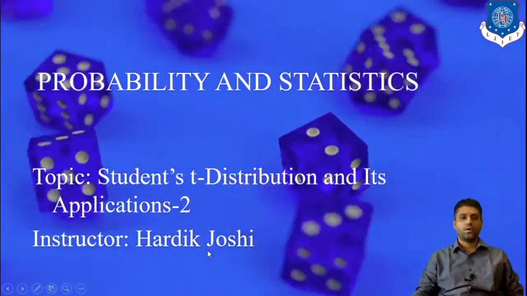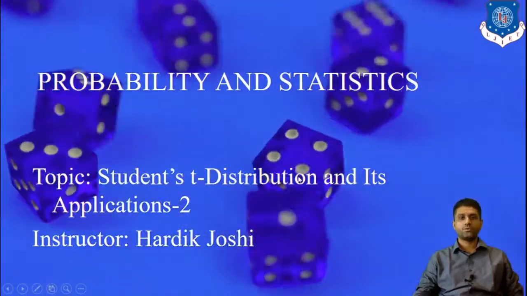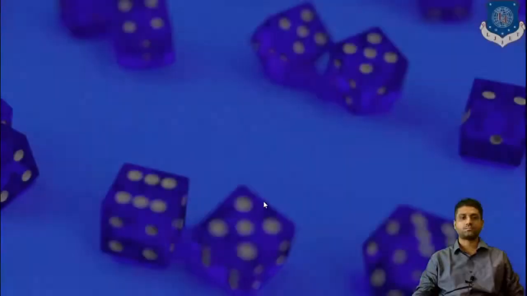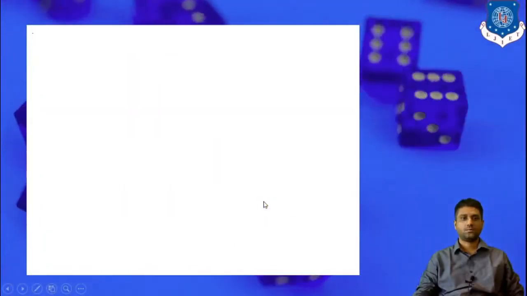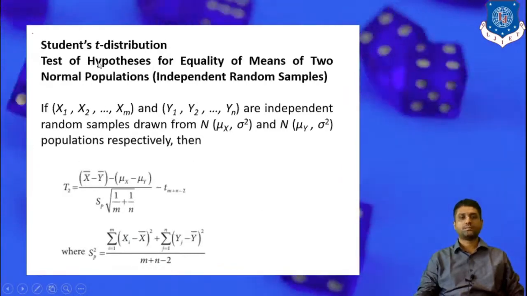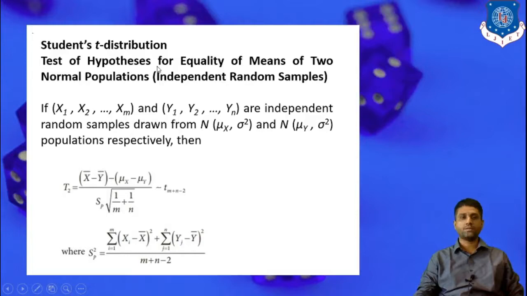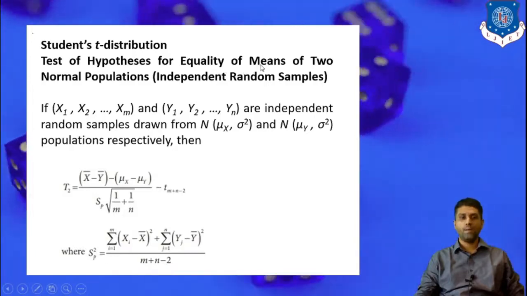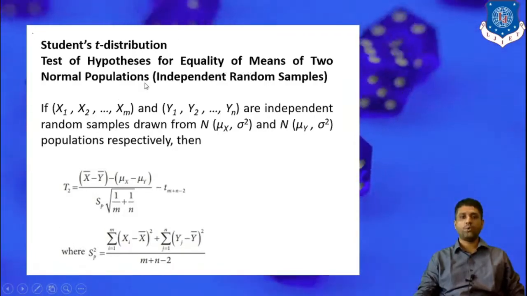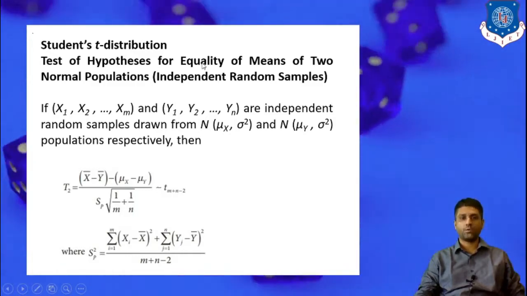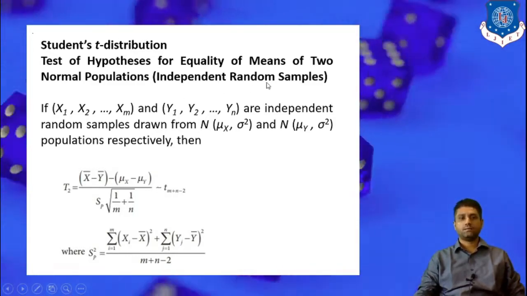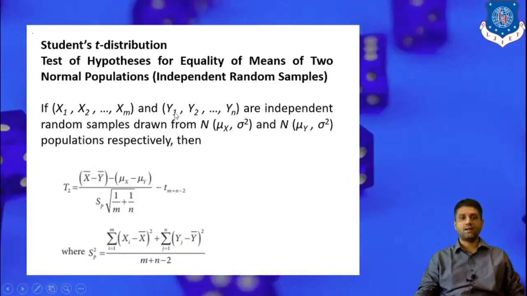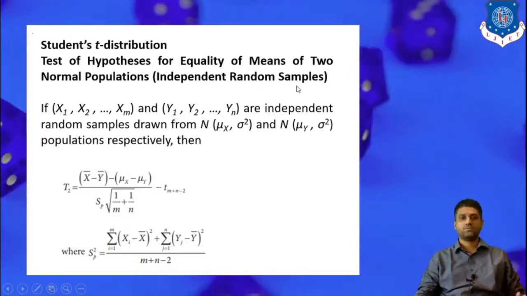Today we should learn about the student T distribution, and more precisely the second application of T distributions. The second application is the test of hypothesis for equality of means. That is, we have to check whether the means of two normal populations are equal or not equal, where both populations, that is both random experiments X and Y, are independent random samples.